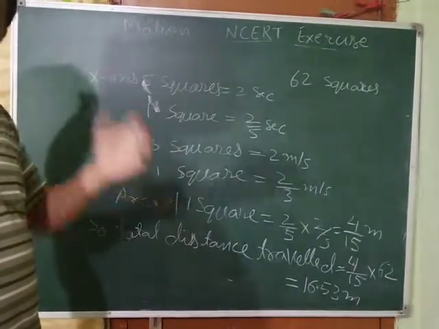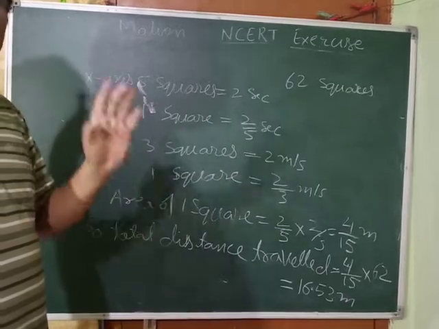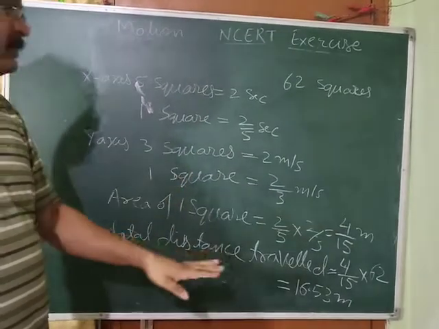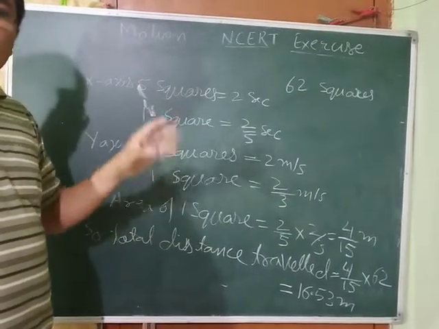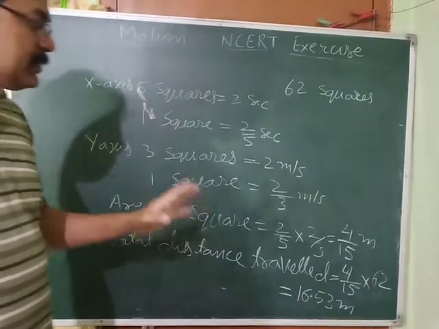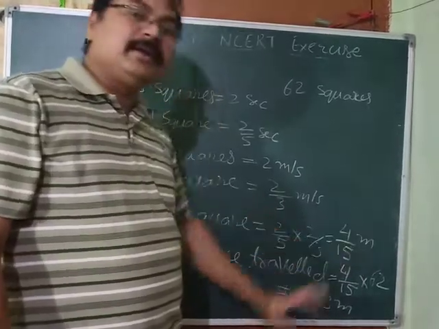Why am I writing meter, not meter square? We are finding area, no? But we know that the area under the speed-time graph is distance, and distance has the unit meter. So if 1 square is falling under that graph, then how much distance has the body traveled? 4 by 15 meter. Okay.